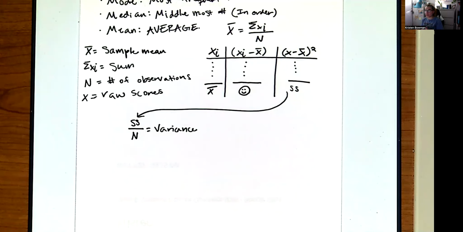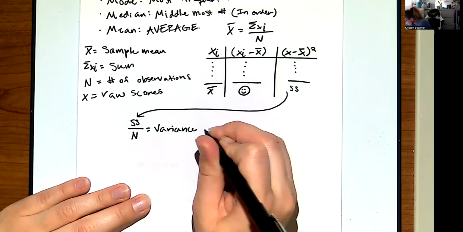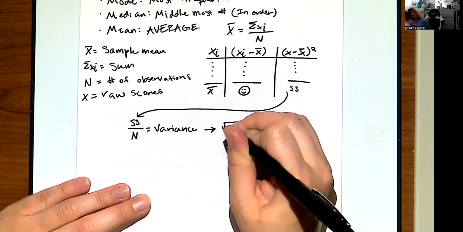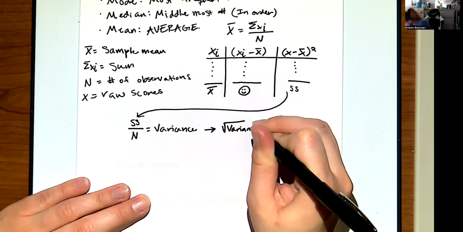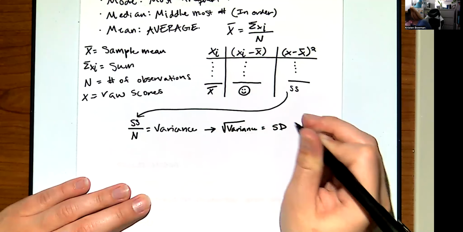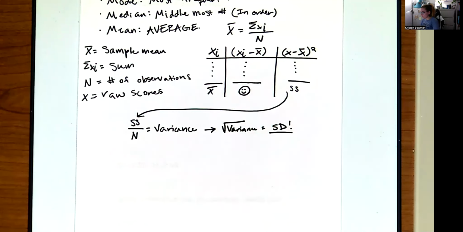So standard deviations are the number of deviations away from the mean, okay? In order to calculate that, we would do the square root of the variance equals standard deviation. Yay, that's what we were looking for. We found it.